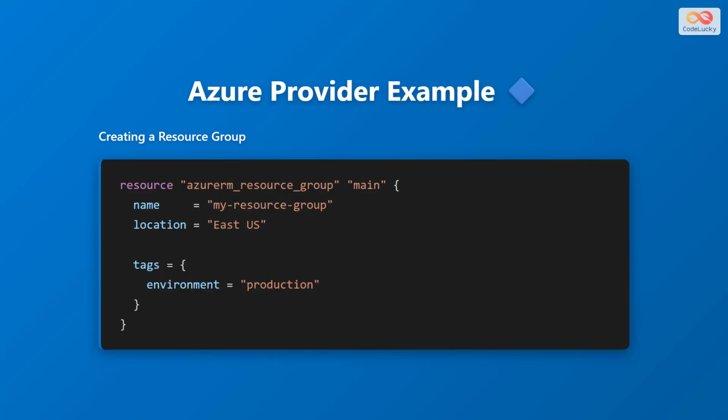Now let's look at Microsoft Azure. In Azure, we typically start by creating a resource group, which is a logical container for Azure resources. The resource type is azurerm_resource_group. We give it a name, my-resource-group, and specify the location as East US, which determines the Azure data center region. We also include tags to mark this as a production environment. Resource groups are fundamental in Azure, as they help organize and manage related resources together.